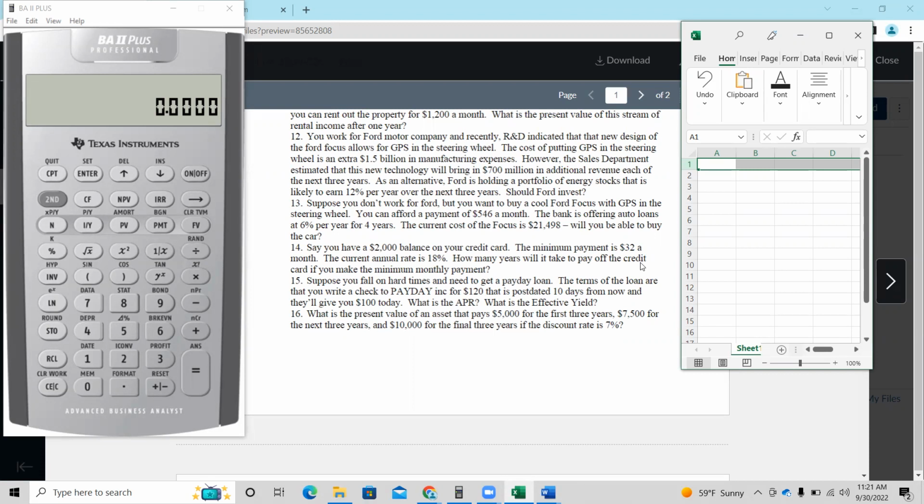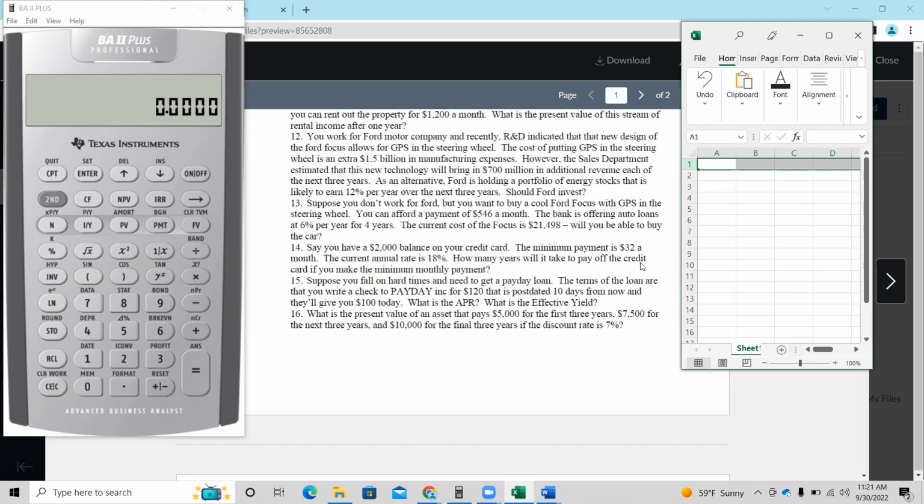Recently, R&D, research and development, indicated a new design for the Ford Focus that allows GPS in the steering wheel. First of all, this is a horrible idea, but however, let's continue. The cost of putting the GPS in the steering wheel is an extra 1.5 billion in manufacturing expenses. The sales department has estimated the new technology will bring in an additional $700 million in revenue each of the next 3 years. As an alternative, Ford is holding a portfolio of energy stocks that is likely to earn 12% over the next 3 years.